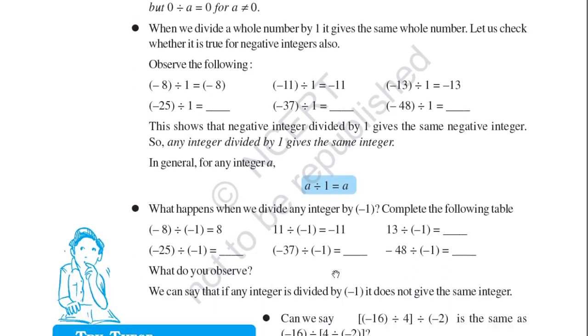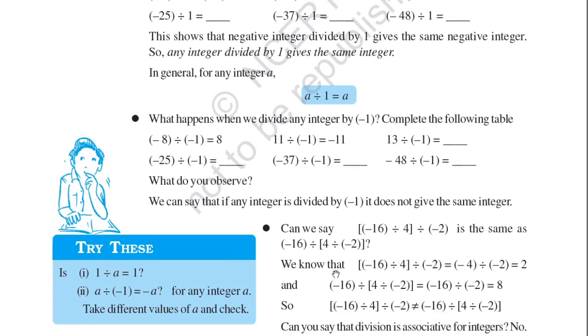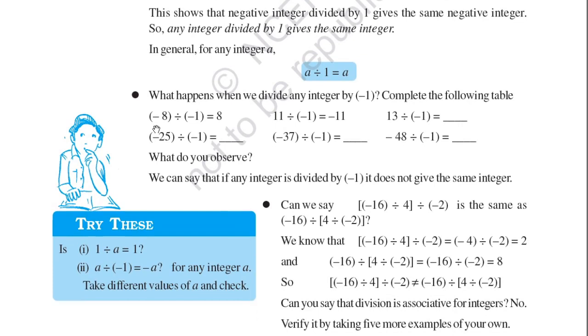So what happens when we divide an integer by minus 1? The minus will become positive, so it will become 8. Here only one negative is there, so it will come in the numerator, it will become minus 11. Here also minus 13. Here there are 2 negatives, so it will become positive 48. Here also 2, positive 37. Here also 2, it will become positive 25. What do we observe? If an integer is divided by minus 1, it does not give the same integer.